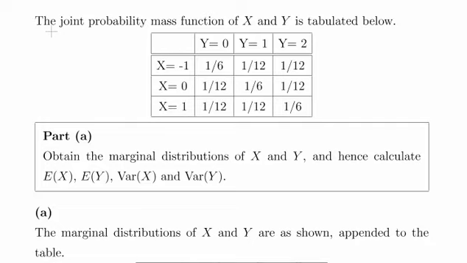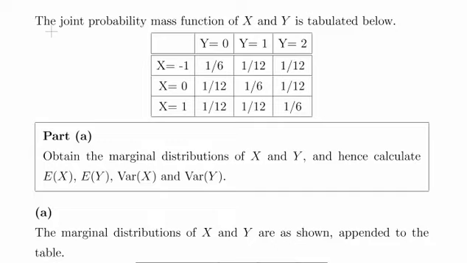Essentially what we're going to do in a short moment is tot them all up and check that they add up to 1. Of course they do, but we should always check that. So obtain the marginal distributions of x and y and calculate the expected value of x, the expected value of y, the variance of x, and the variance of y.